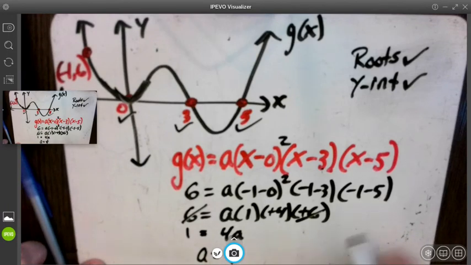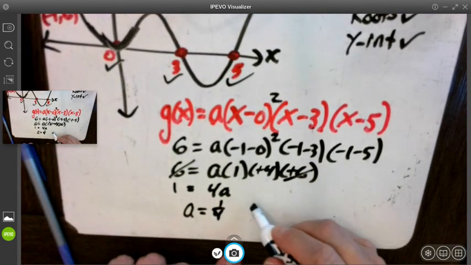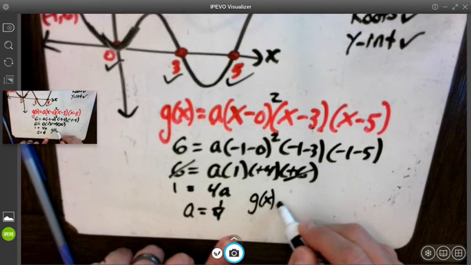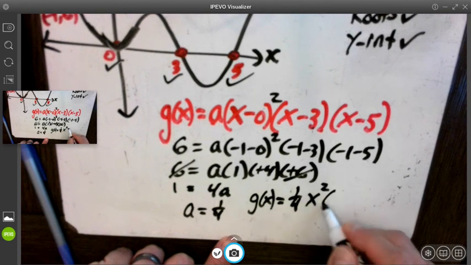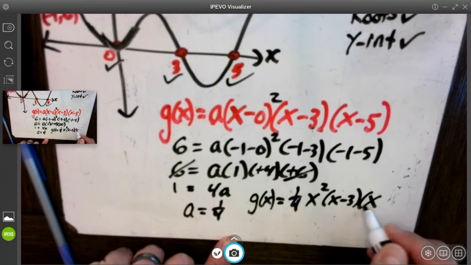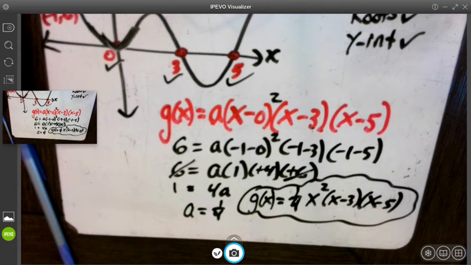And then now you actually have your equation for g of x. It's 1/4 x squared, quantity x minus 3, and quantity x minus 5. And that is how you do those problems.